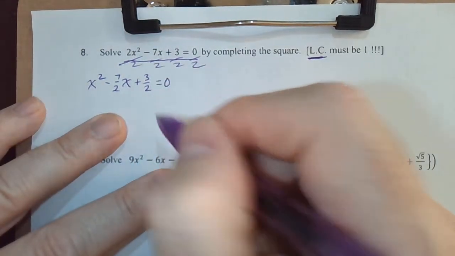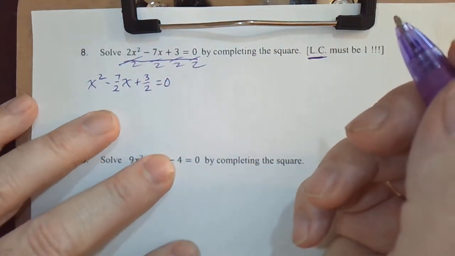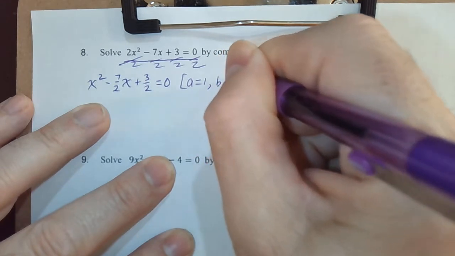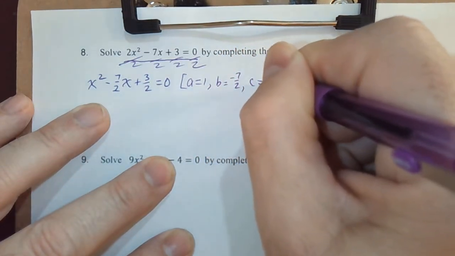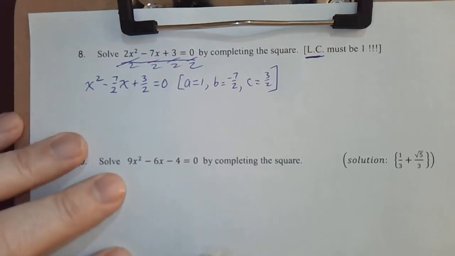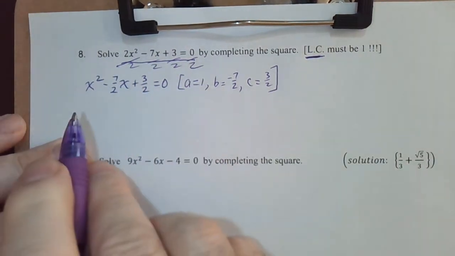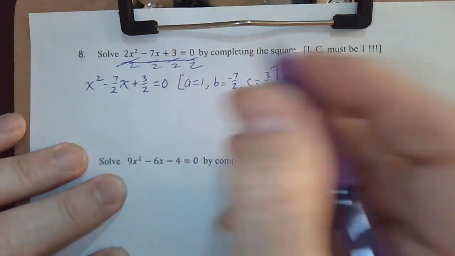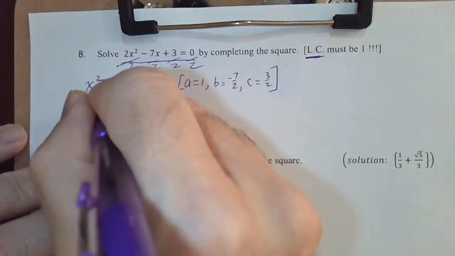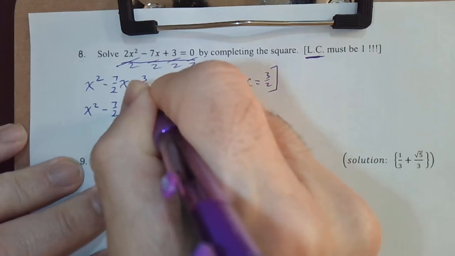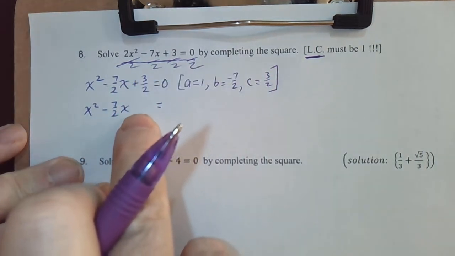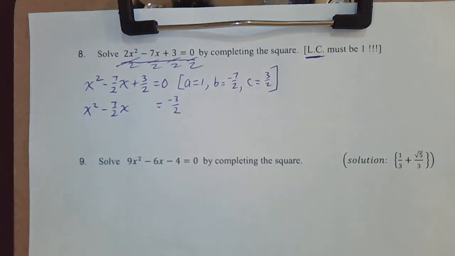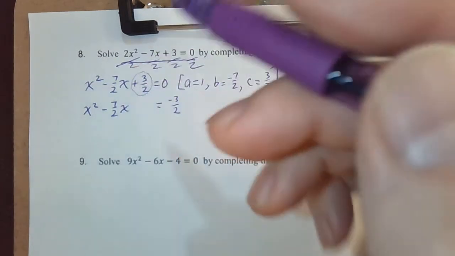So here's where I would determine what a, b, and c are. My a is a 1. I'll just make a note of that. A equals 1. B equals negative 7 halves. C equals 3 halves. All right, so let's take the 3 halves and get rid of it on this side. So subtract 3 halves from both sides. So that's going to give me x squared minus 7 over 2x equals, and I leave some space here because I'm going to have to add a number here, negative 3 over 2. So all we have done is subtracted this from both sides.